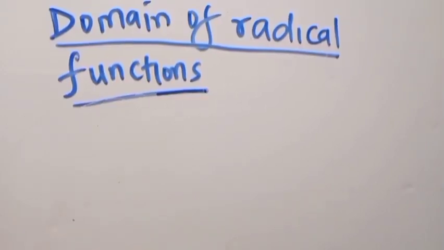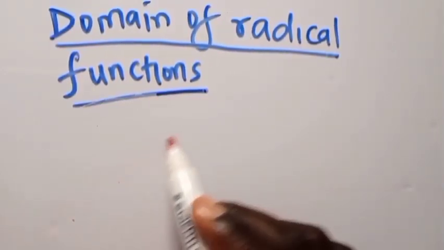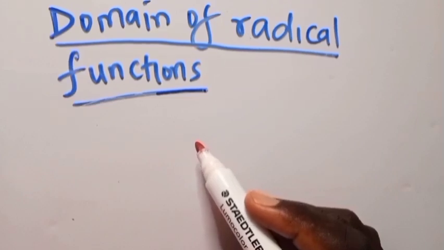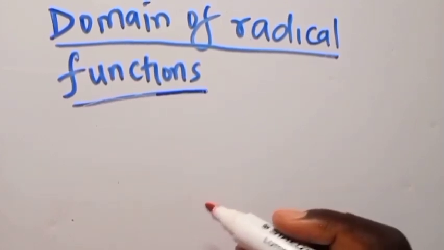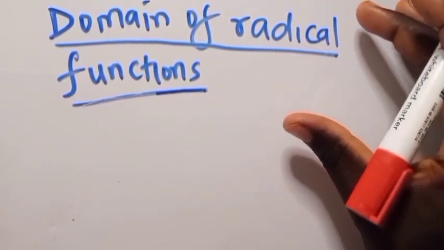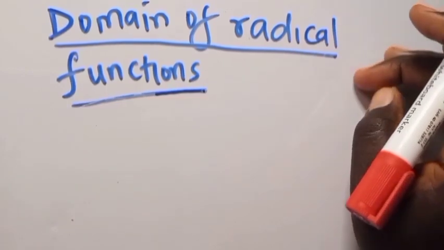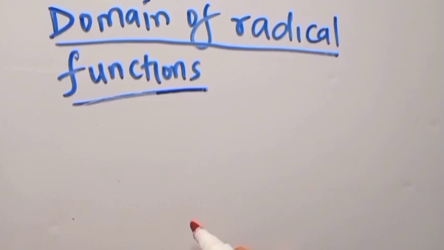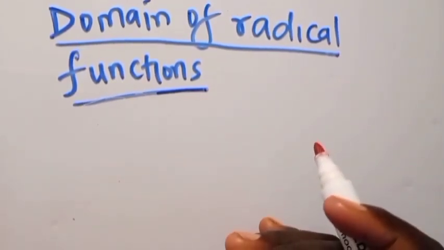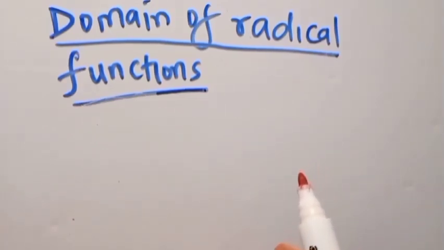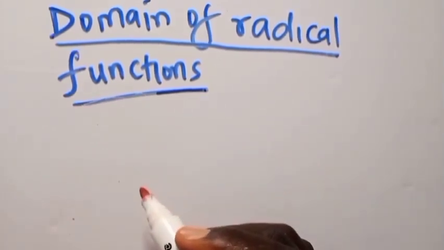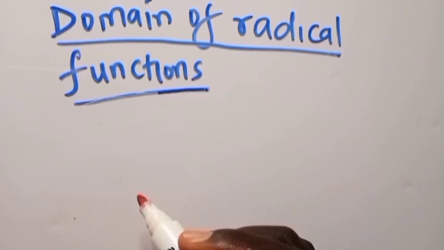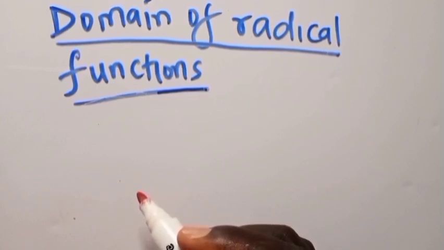Ladies and gentlemen, I want us to have a look at the domain of radical functions. Now, in our previous video, we looked at how to find the domain of a function, and there were two rules that we were considering. Number one is that we cannot divide by zero. An expression divided by zero is undefined in the real number system. Number two, we said that we cannot take the square root of a negative number.